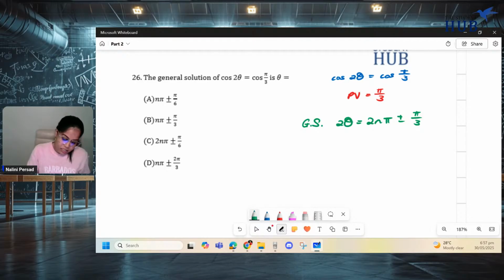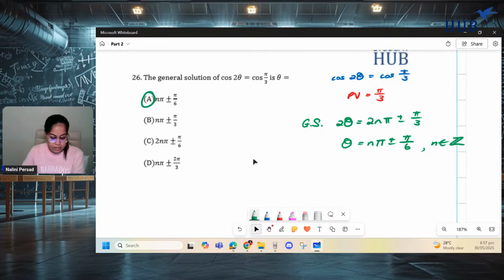And now you make theta the subject. You want theta. So divided by 2, you get n pi. Divided by 2 is the same thing as multiplying by a half. So you get pi over 6, and n has to be an integer. Yes. Option A is correct.